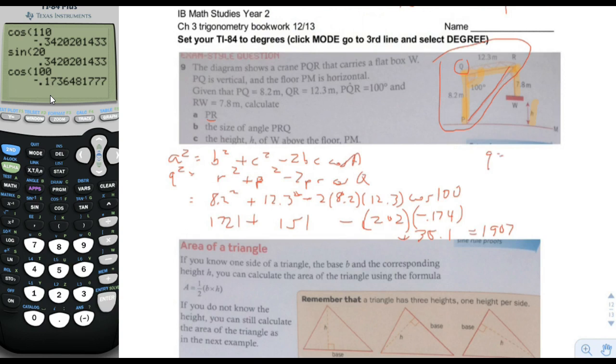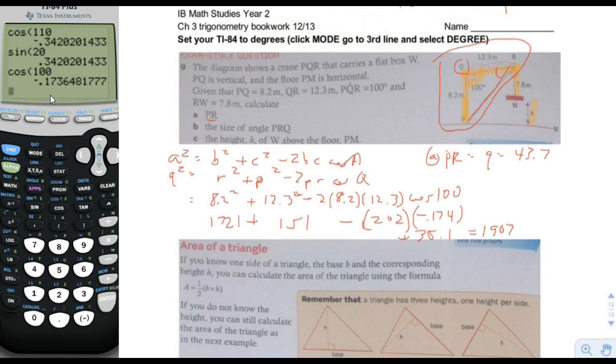Q is going to be 43.7. Okay, so Q is actually PR. So they said find PR first, and that's that. Okay. Now it says find the size of the angle PRQ. So PRQ is actually this angle R here.